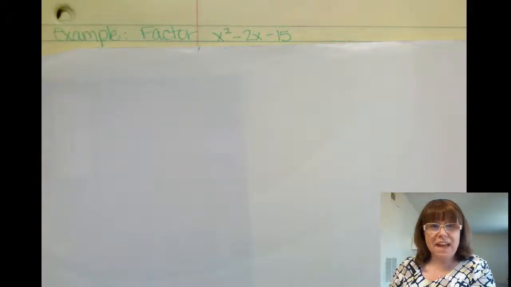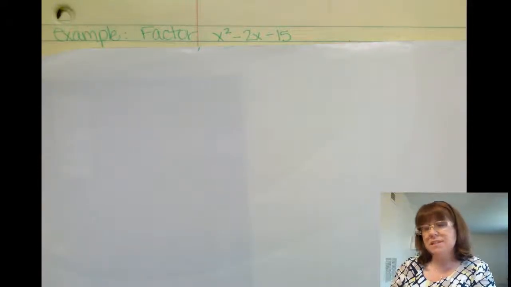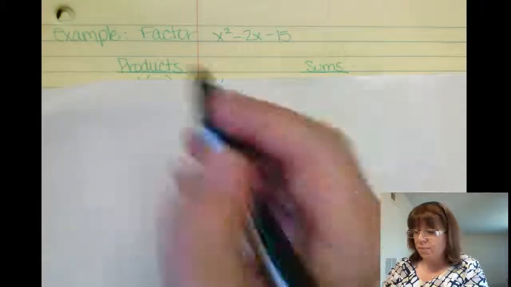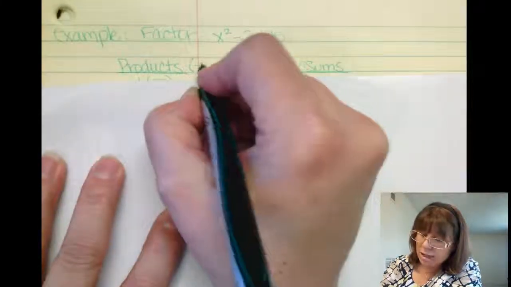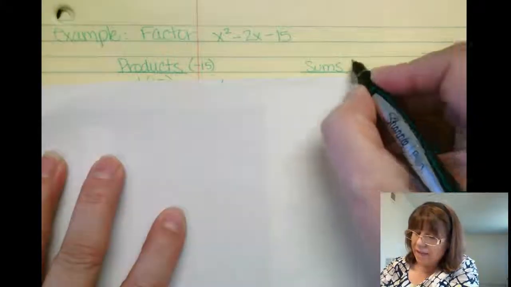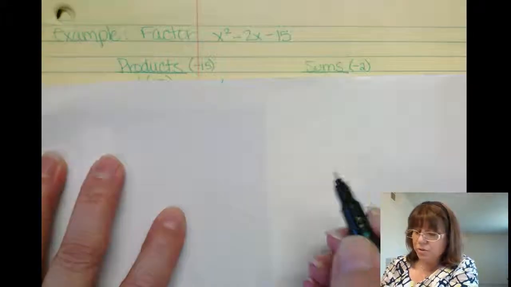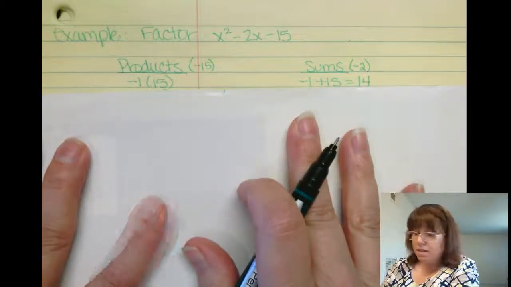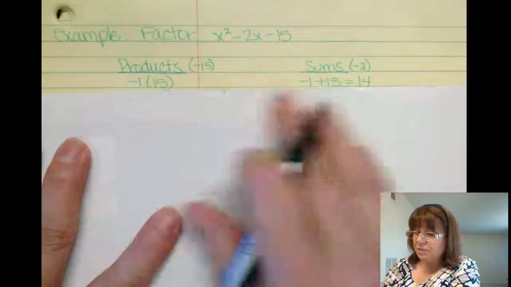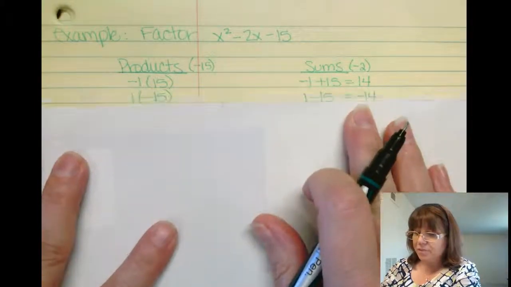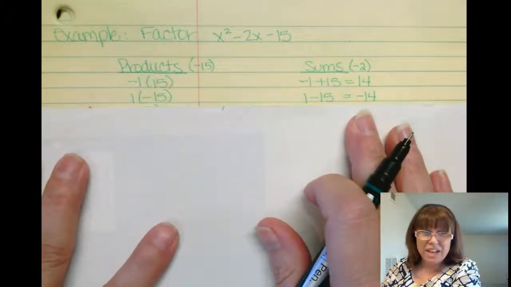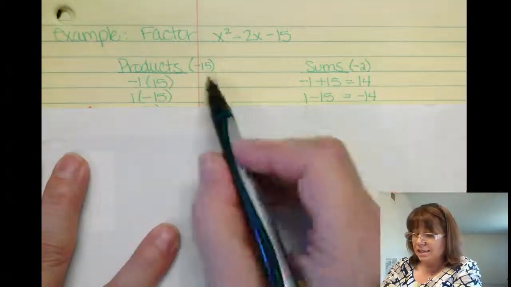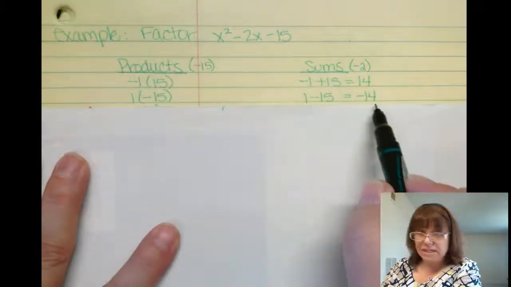Another example, let's factor x squared minus 2x minus 15. Now I've gone ahead and filled in my table, so I have products that must multiply to negative 15, and the sum must be negative 2. Well, I have 1 and 15, negative 1 and 15. That will multiply to negative 15, but the sum would be 14. Because it's negative, I even have to try the negative on the 15. So 1 times negative 15 is negative 15, but 1 minus 15 is negative 14.